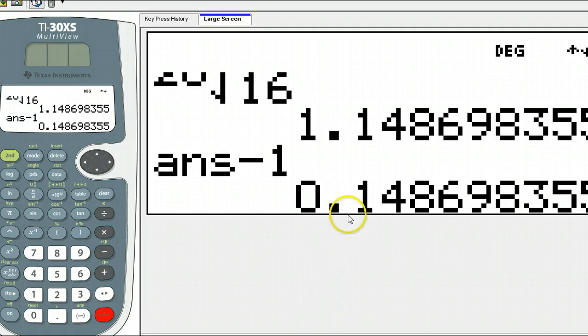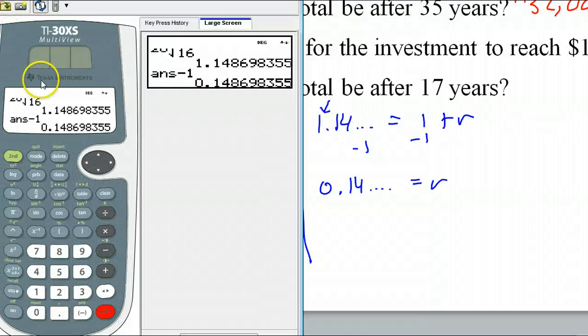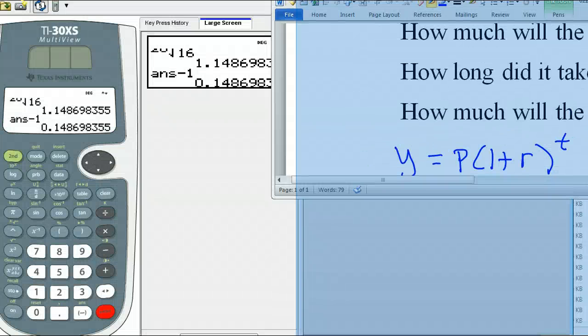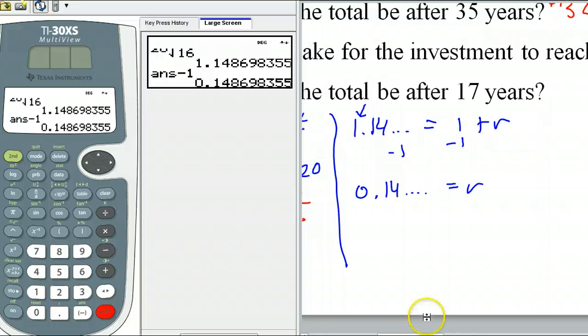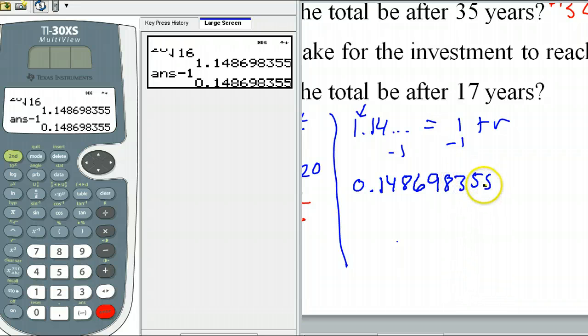Let's see. What do I have here? Okay. So r is approximately, you write down, we really are going to need all of these decimals, okay? 0.14869835. That's r. That's r.